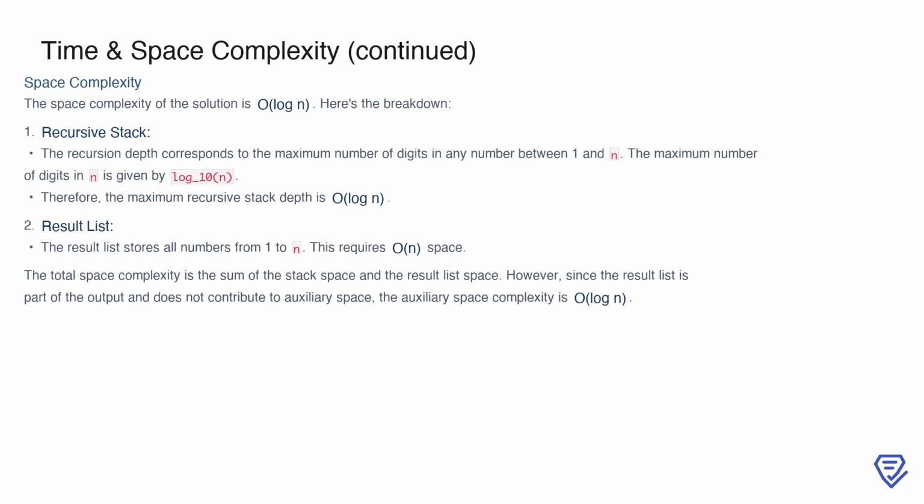The space complexity of the solution is O(log n). This is because of two primary factors, the recursive stack and the result list. First, the depth of the recursion corresponds to the maximum number of digits in any number between 1 and n. The number of digits in a number is determined by its logarithm base 10, so the recursion depth is O(log n). Second, the result list stores all numbers from 1 to n, which requires O(n) space. However, because the result list is part of the output and not auxiliary space, it does not contribute to the auxiliary space complexity. Therefore, the auxiliary space complexity is determined solely by the recursion stack, which is O(log n).